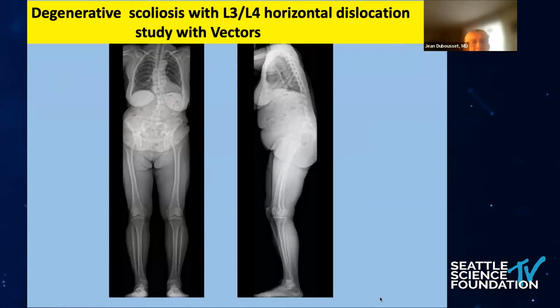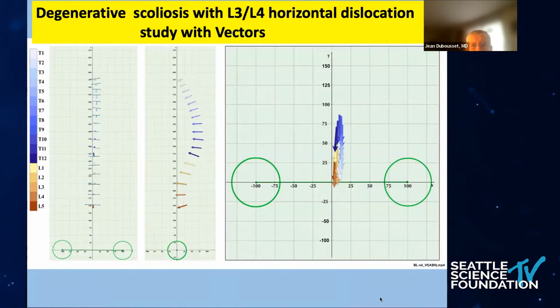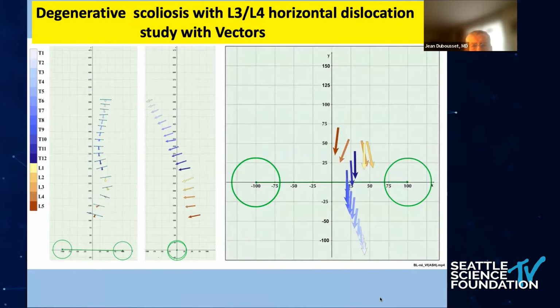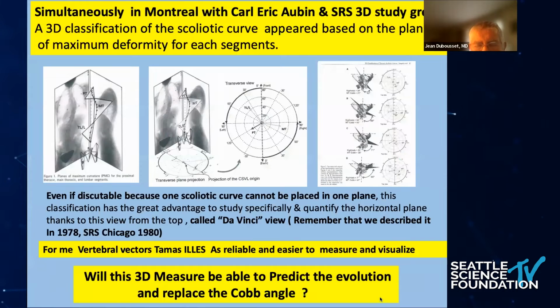For example, you see this degenerative scoliosis with L3, L4 studied by the vector. And you see it is very evident when you see the dislocation, the dislocation L3, 4. It's much more visible.